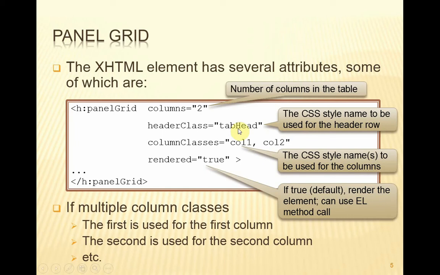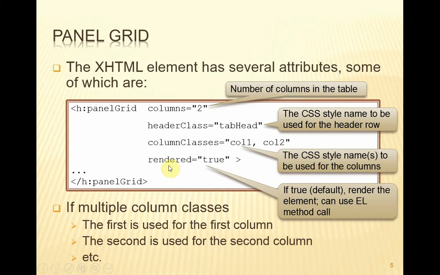If we want to see the definition of that, of course, we would then go to the CSS file in this application. You will have noticed that column classes has got two CSS style names listed. And so what will happen is that the first style will be used for the first column, the second style for the second column, and then it goes back to the first style for the third column, and so on.